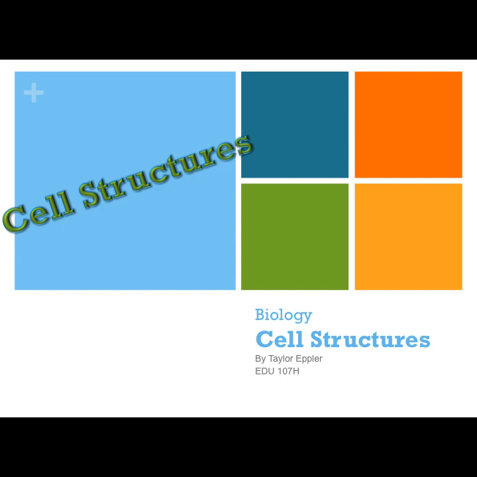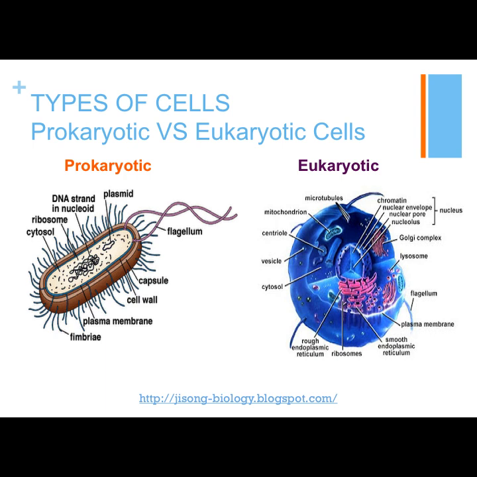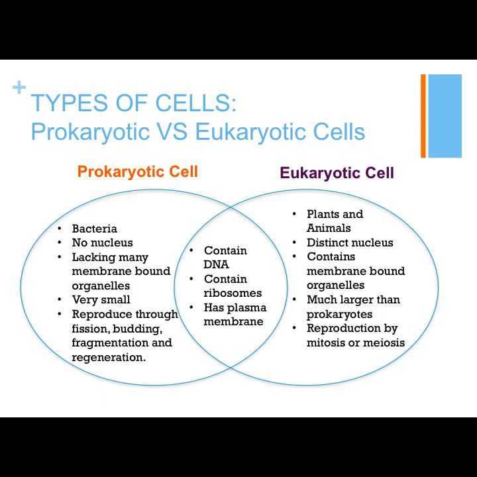This is going to be a lesson in biology on cells and cell structures. There are two main types of cells, prokaryotic and eukaryotic. As you can tell, they look very different and have different functions. Let's compare and contrast these.